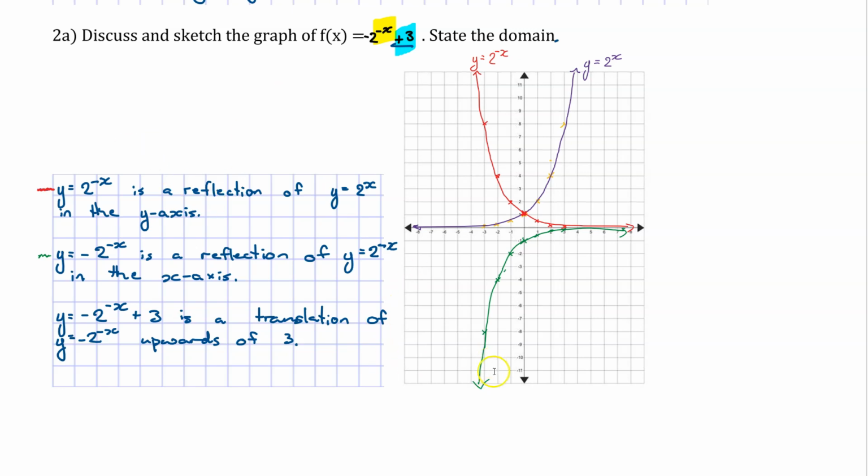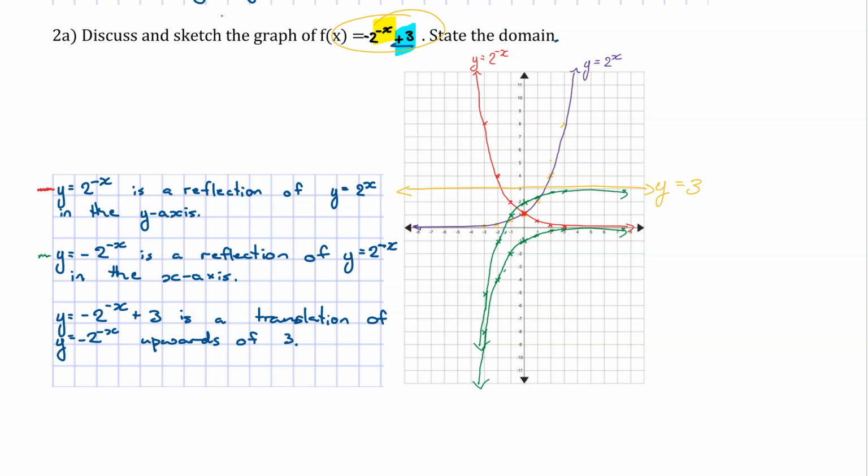So let's take the easy route and grab this green graph and simply move it 1, 2, 3. Easy does it. And then let's get an orange pen and draw in the asymptote like so. So the asymptote is at y = 3. This would be an example of the process of how we could graph this function here.